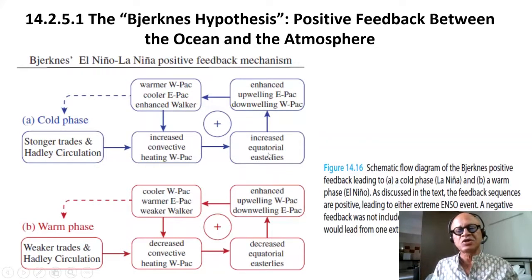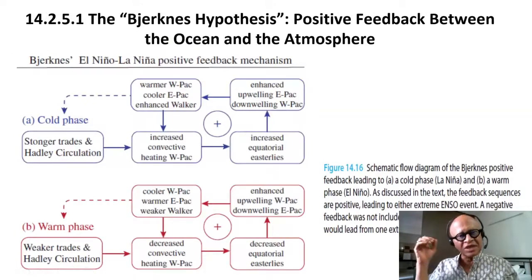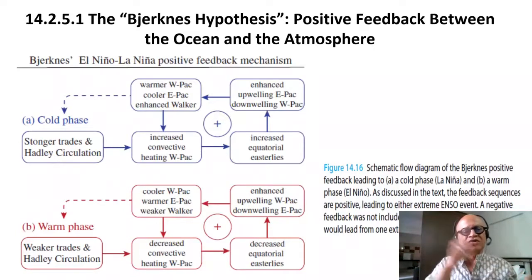You have increased equatorial easterlies, and that's what is meant by stronger trades. Enhanced upwelling in the East Pacific and downwelling in the West Pacific, and warmer West Pacific, cooler East Pacific, and enhanced Walker circulation. So this is a positive feedback loop, because if you increase equatorial easterlies, you will increase upwelling, you will cool the sea surface temperature, you will increase the east-west SST gradient, you will make the winds even stronger, make the upwelling even stronger, make the convection stronger, and so on. So you get into this positive feedback loop, which gives you the cold phase, or La Niña.